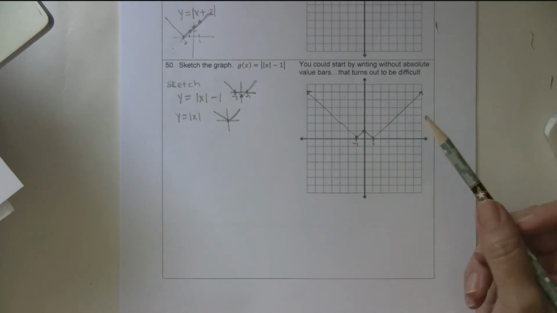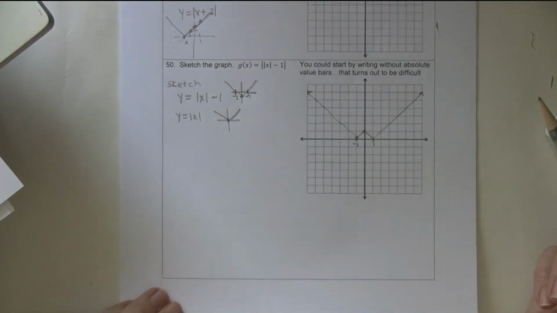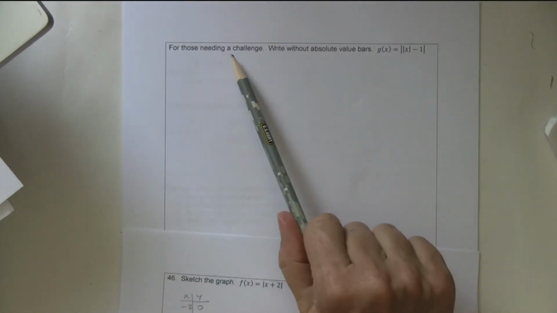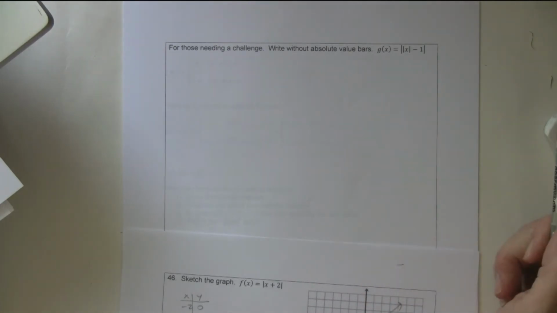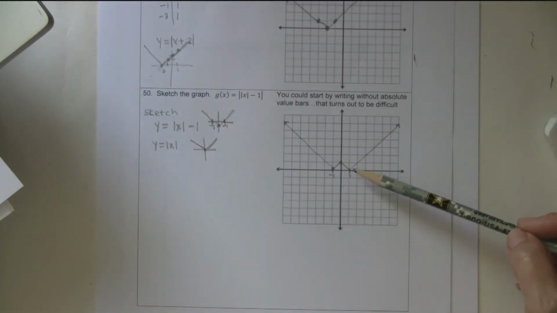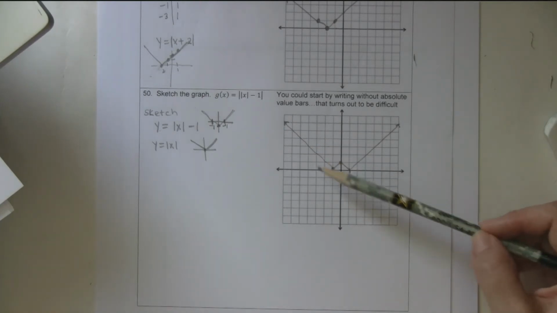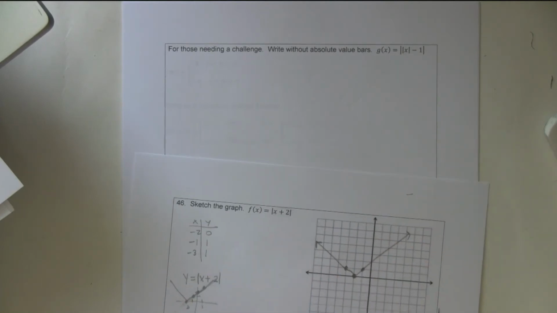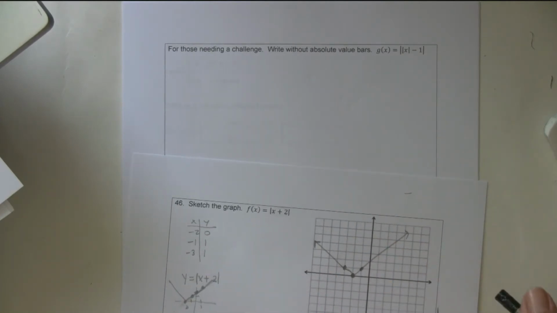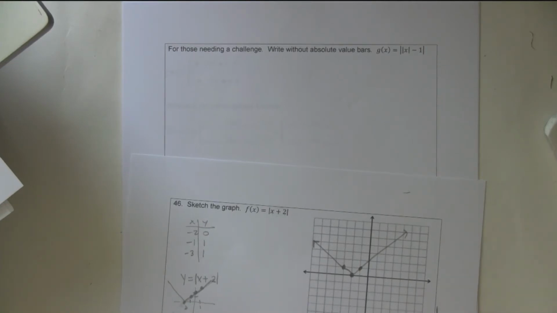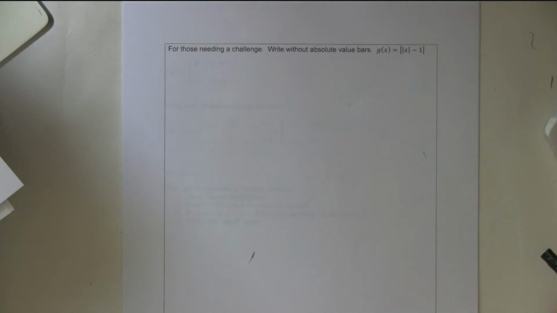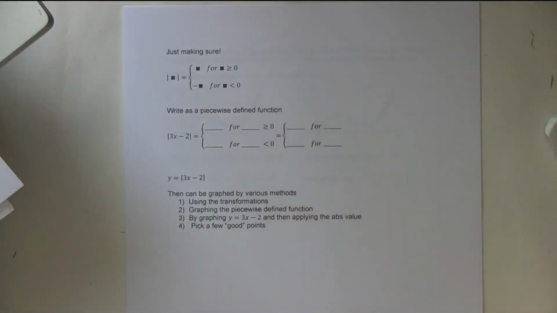And so they're asking us on the next page, for those who want a challenge, I'll bring it down so that you can see it. For those needing a challenge, write this without absolute value bars. Now, if you write it without absolute value bars from the graph, then it's not very challenging. There's 4 pieces, and you can easily do that. But if you try to write it without absolute value bars, not thinking about the graph, it actually is quite challenging. And I'm not saying they have to always do things the hardest way, but if you were wanting to, do it any way you want. That would be wonderful. So I'm going to leave that to you for the challenge.